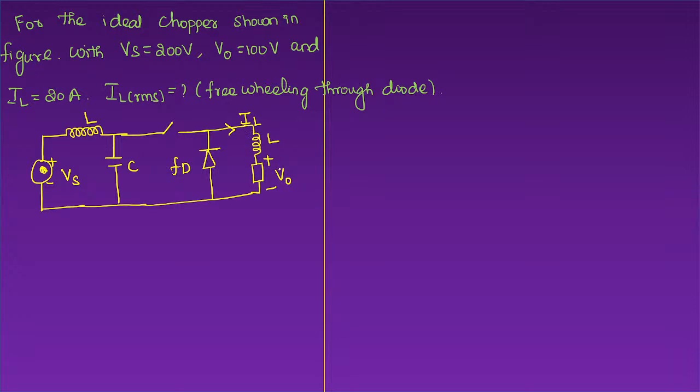I hope you understood the question: the RMS value of the load current through the freewheeling diode. Sometimes the output current will be flowing through the freewheeling diode, and sometimes the output current is flowing through the supply. So you have to identify the RMS current which is flowing through the freewheeling diode. Take your time again, bring out the answer.